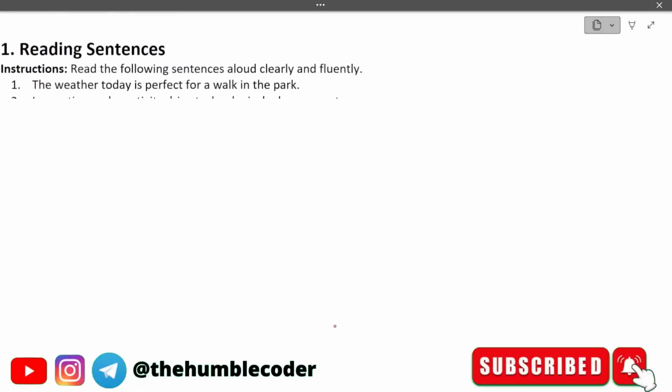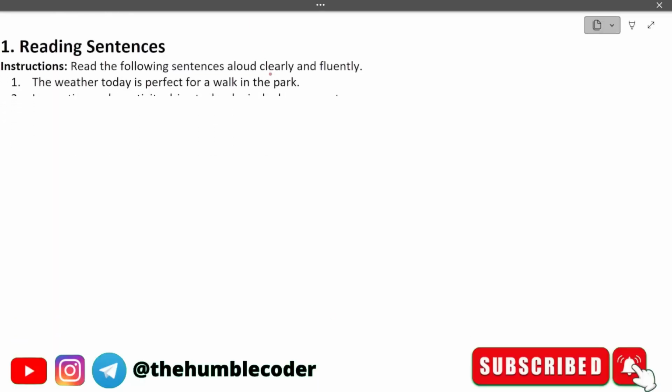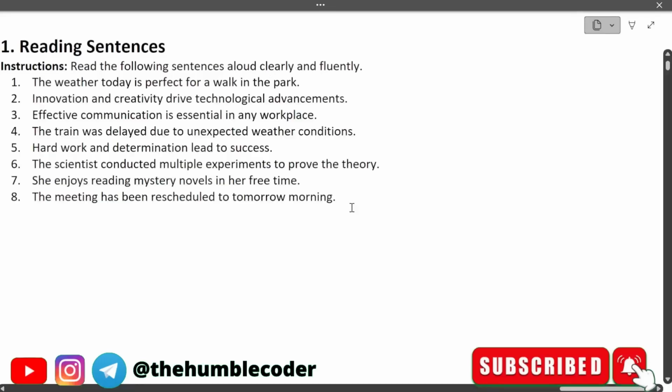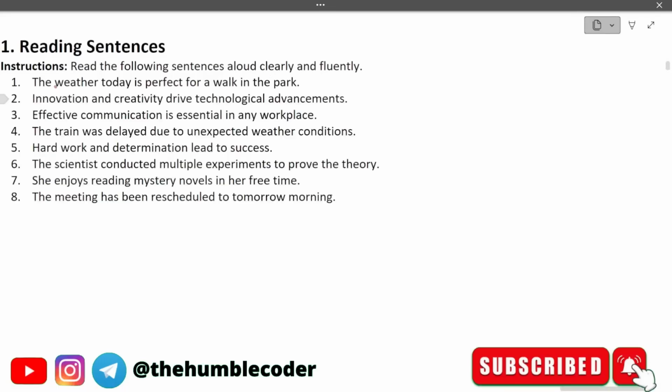First type of questions is going to be reading sentences. Here we are given a few sentences. What we need to do is read the following sentences aloud, clearly and fluently. You will get one question at a time on your screen and you need to read it aloud, and make sure that your pronunciation is very clear, you have a fluent tone and your tone is clearly audible in the system. It should not be like you are speaking too slow or too loud.